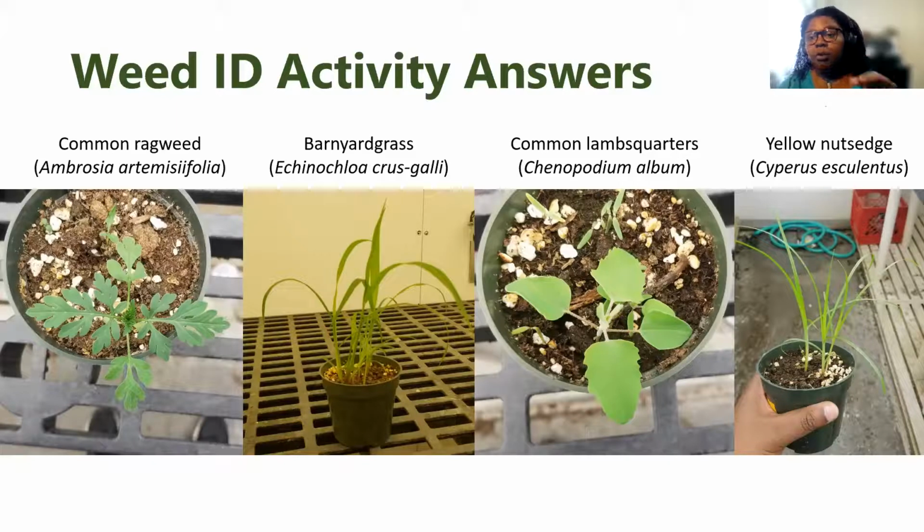Chenopodium means goose foot, so it's sort of similar to the foot of a goose. And it also has this very distinctive whitish powdery texture. Lamb's quarters, it's very common in gardens. It's very common everywhere. All the way to the left, that is common ragweed.